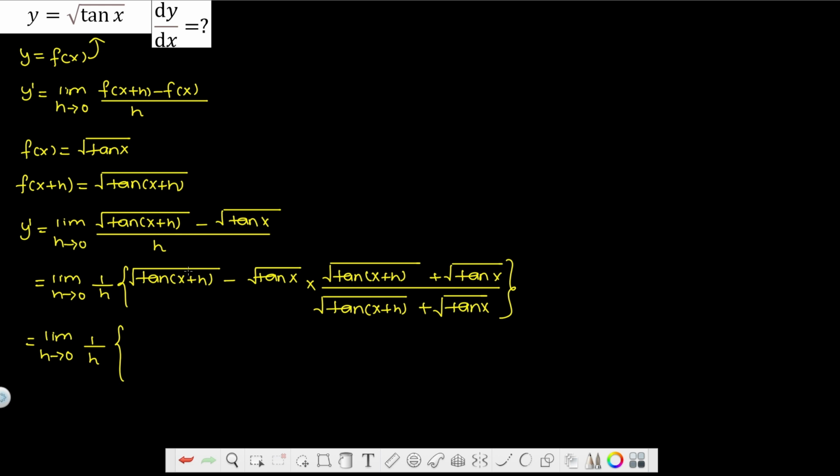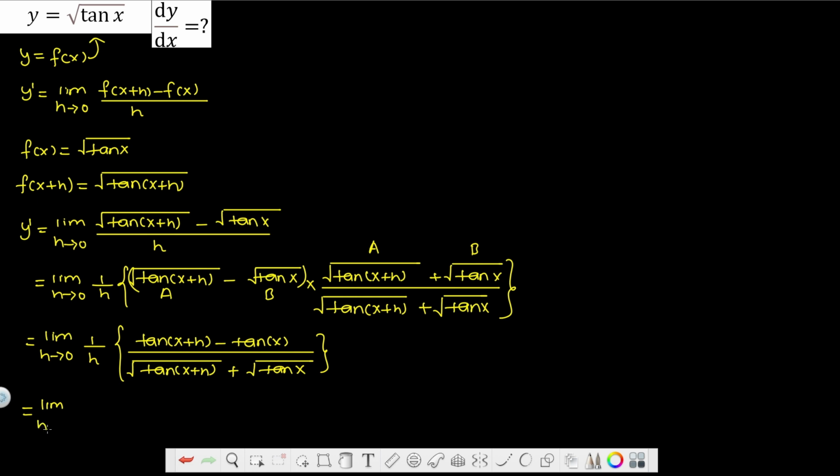So if you see, this is similar to a minus b and a plus b, which is the formula for a square minus b square. So you can just write tan x plus h minus tan x, and in denominator we have square root of tan x plus h plus the square root of tan x, equals limit h tends to 0 1 over h.